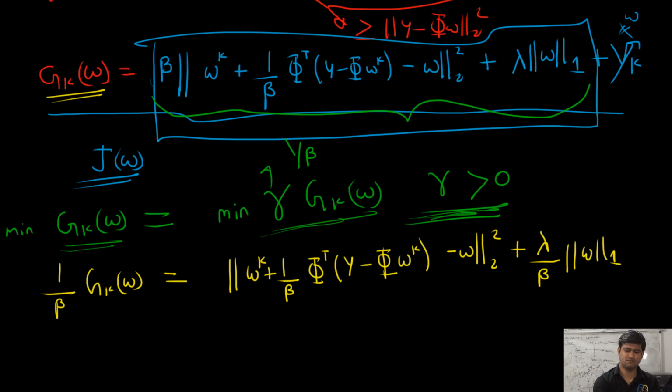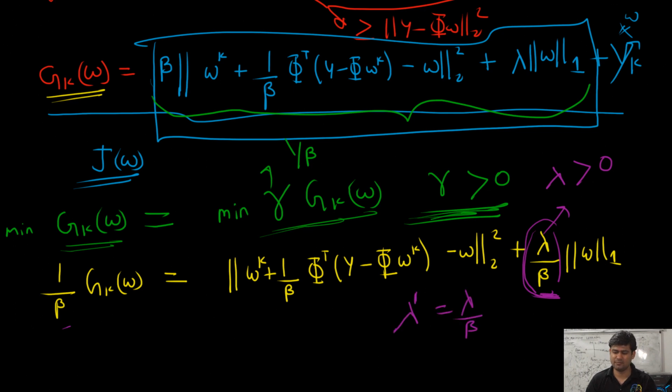It's overcomplicated to write it as lambda over beta, but it really doesn't matter, because lambda is just some constant. Lambda is any value greater than 0, typically between 0 and 1, and beta is greater than 0, right? So we can just define a new lambda prime as lambda over beta. Lambda is a value that we select based on our experience, for example, how much importance we want to give to the second term. So we just select a new value of lambda, which is defined as lambda over beta.